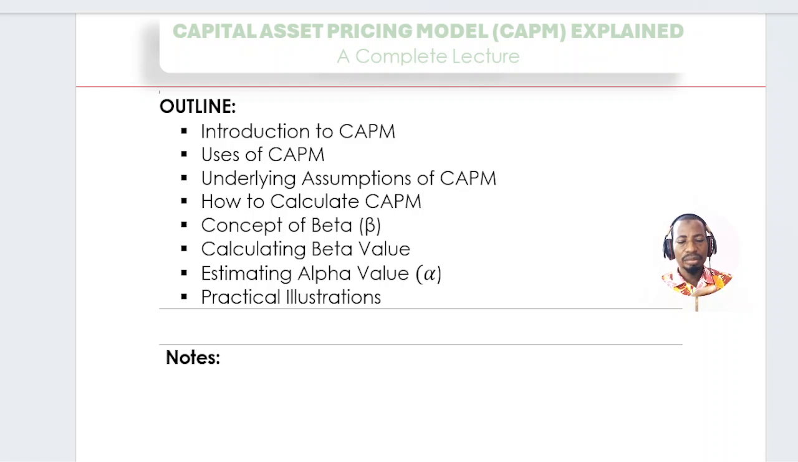In addition, the capital asset pricing model stipulates that the expected return of a security will equal the risk-free rate of return plus a risk premium. If this expected return does not meet or exceed the required return, then the investment will not be considered or should not be undertaken.